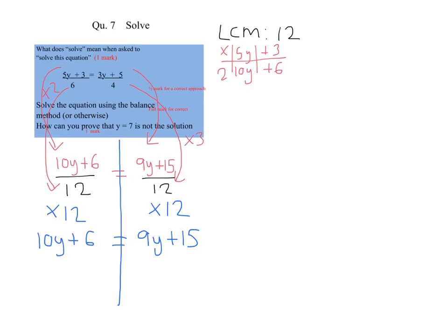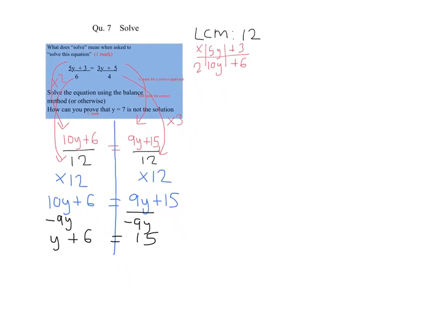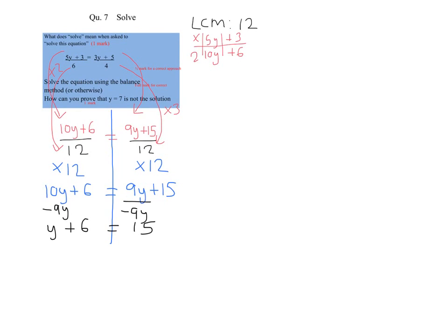So our next step then, we've got 9y on this side, so we can take the 9y away to keep the y's positive. So that'll leave us with y plus 6 is equal to 15. Still not got y on its own, but you would be able to apply a logic step here. Something plus 6 is 15. But if you like the balance method, you can carry it on and take 6 from both sides. y must be equal to 9.